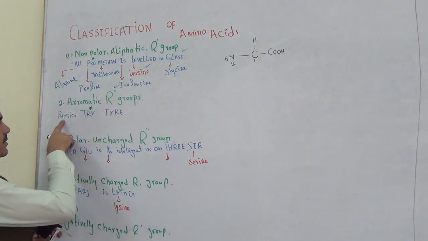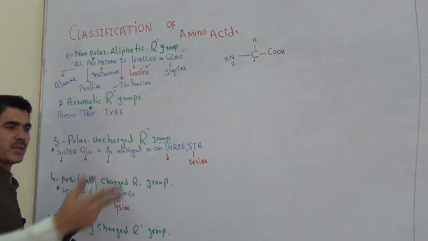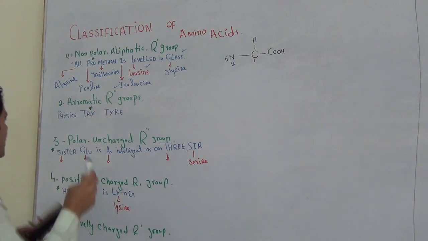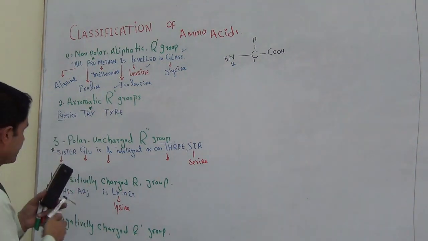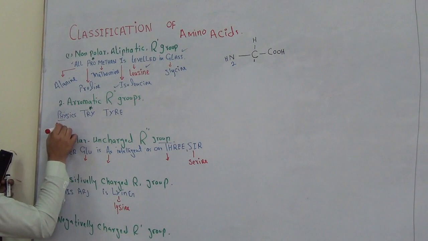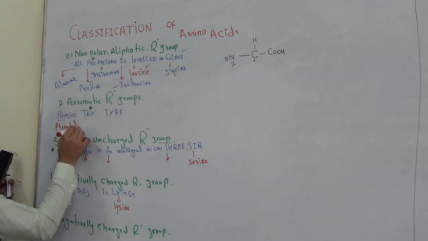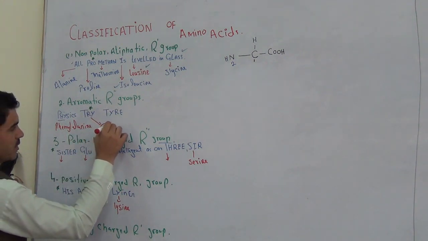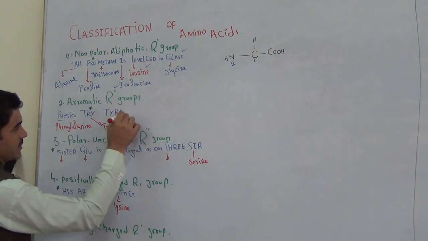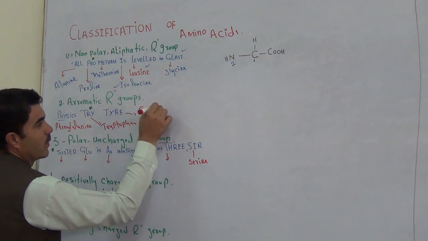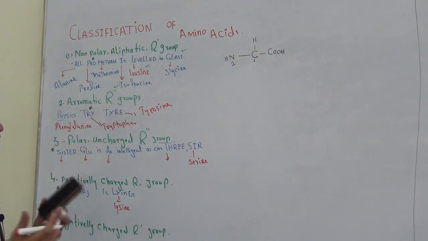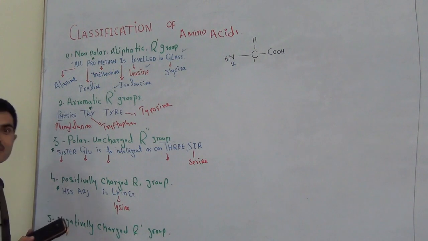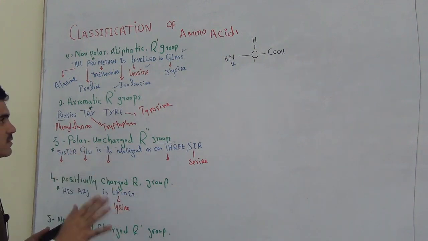So the first one is here, "Physics try tire." It will be a mnemonic to memorize. You can try a tire in physics, right? Physics is for phenylalanine, try is for tryptophan, and tire is for tyrosine. Wow, that is so easy now to get the names of these: phenylalanine, tryptophan, and tyrosine. Now the structure. Oh my God, the structure of these three is very easy.